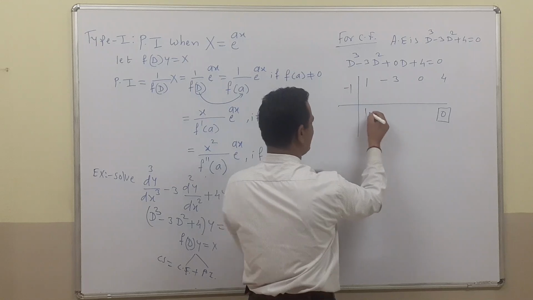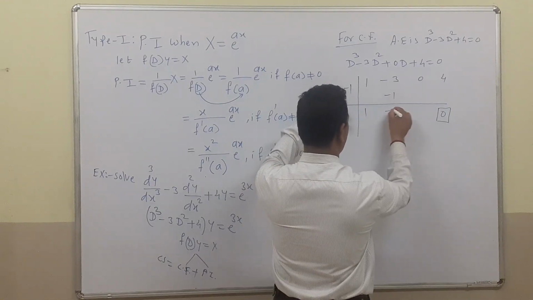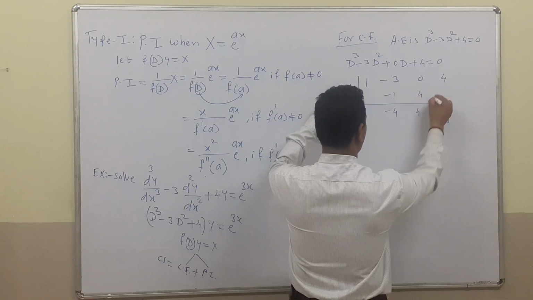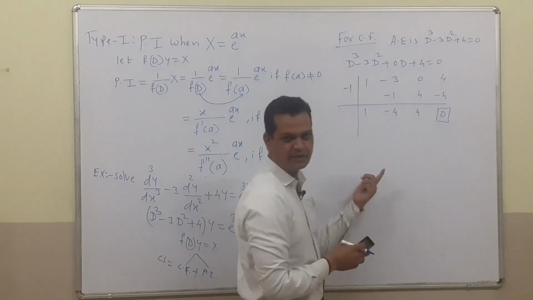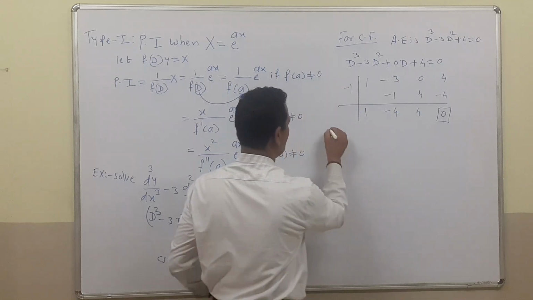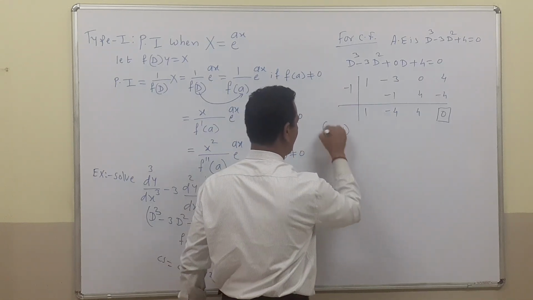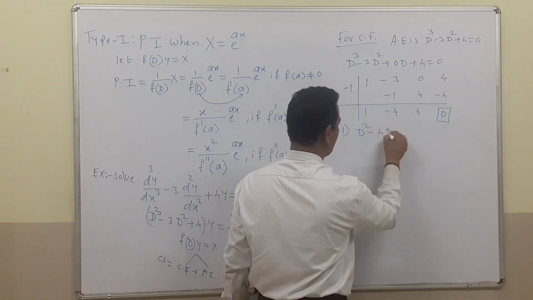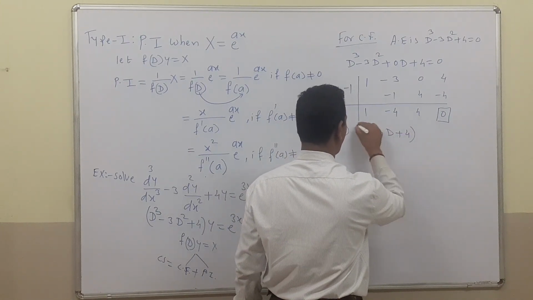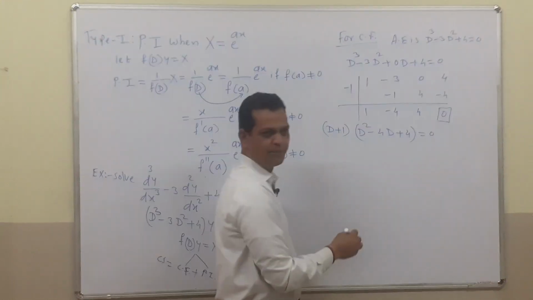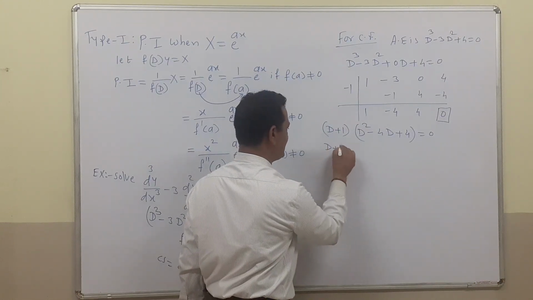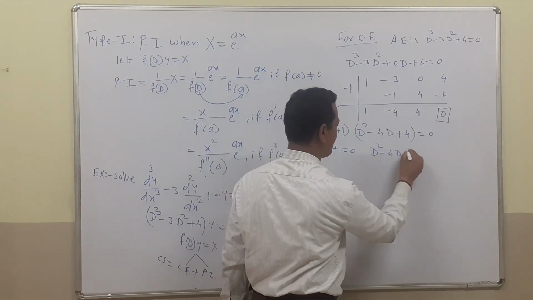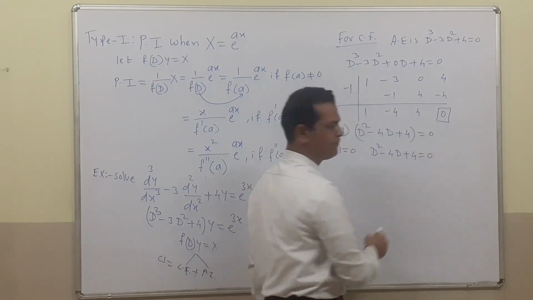So write down this one as it is. So 1 into minus 1, this is minus 1, then this is minus 4, again this is 4, and this is 4, this is minus 4, and remainder is 0. So now remainder is 0, so factors are, write down opposite sign for first factor, d plus 1, then d square minus 4d plus 4 is equal to 0. So directly from this we get d plus 1 is equal to 0, and d square minus 4d plus 4 is equal to 0.